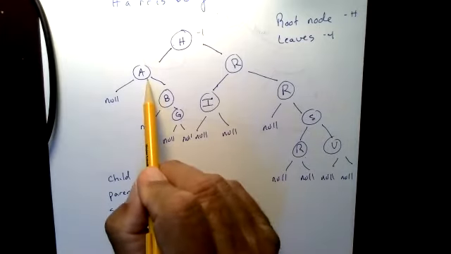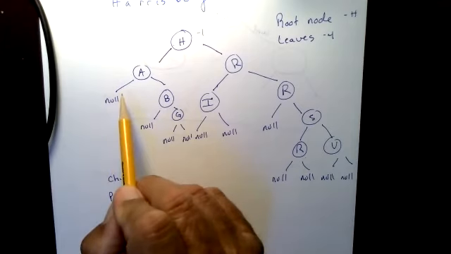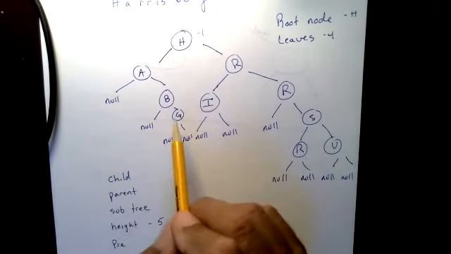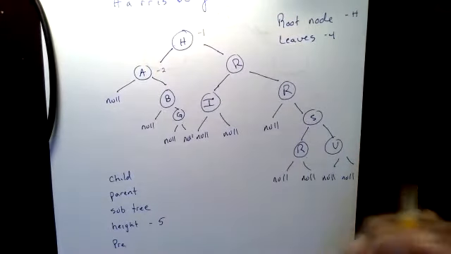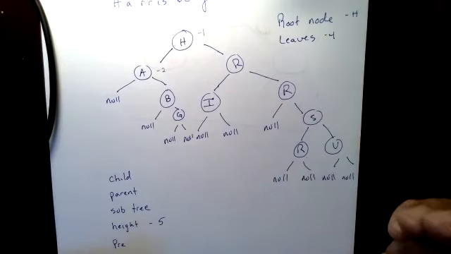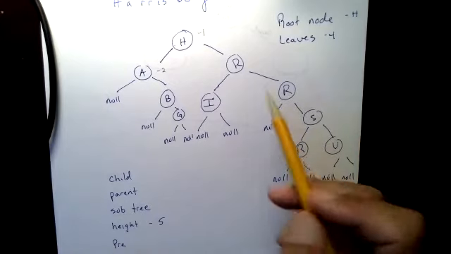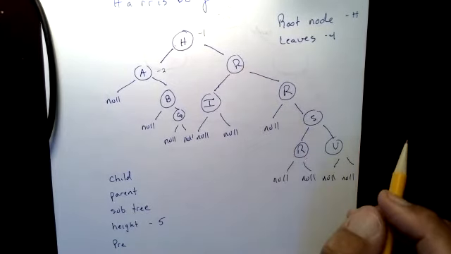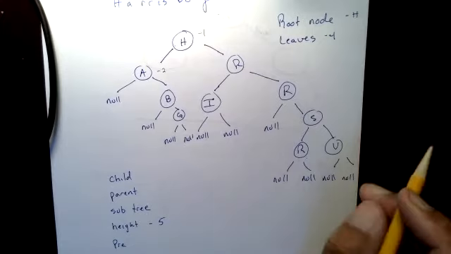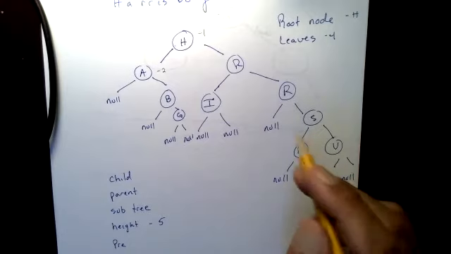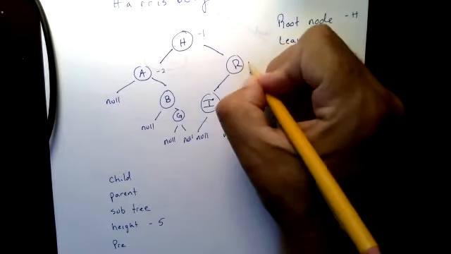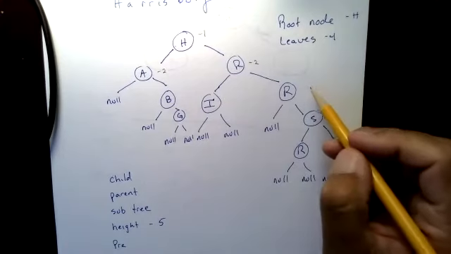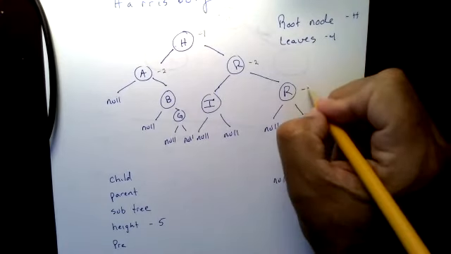If I come to A, what's the height of its left subtree? 0. What's the height here? 2. 0 minus 2 is what we're going to call -2, and it's not a balanced tree. Okay, what would the R come out to be? One minus 3, negative 2. This R, 0 minus 2, that's also a negative 2.